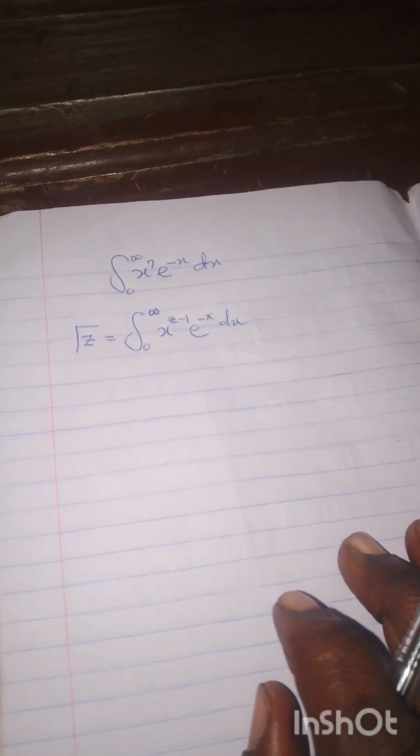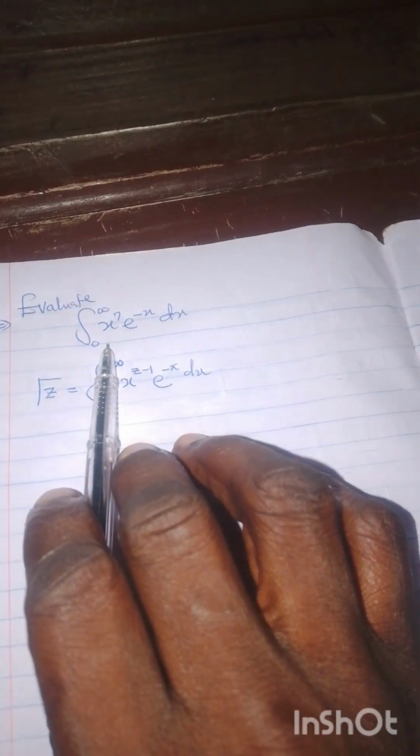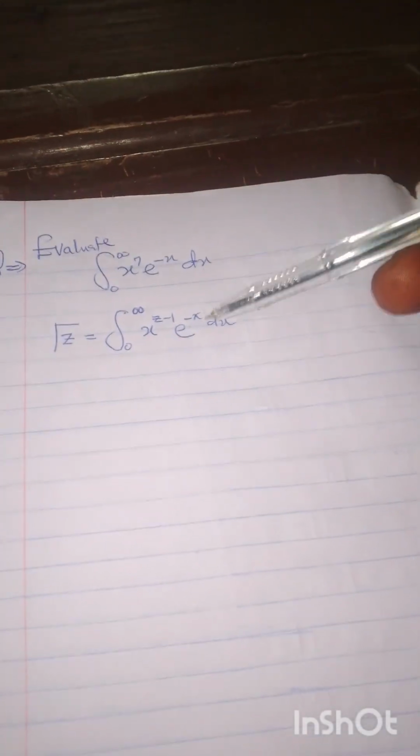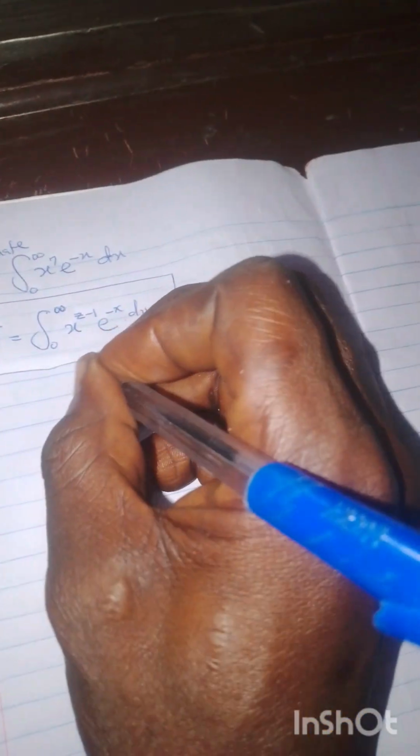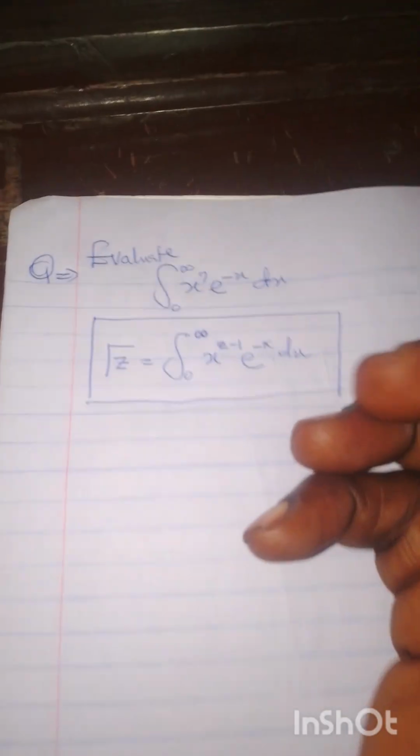Now take a look at this question. This is the question given to me. I'm asked to evaluate this integration question. So if I compare it with the gamma function, here in the box is the gamma function formula. So let's do a comparison. Now take a look at what we have here in the question.